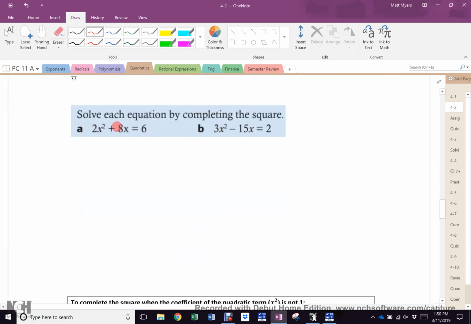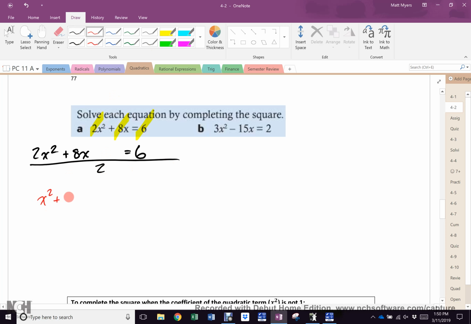Let's have a look at these. Why did I leave this blank here? I'm going to put something there. But what is my first step always? What should my first step always be? Factor, factor, factor. What do you notice about that, that, and that? They can all be factored by what? 2, giving me what?